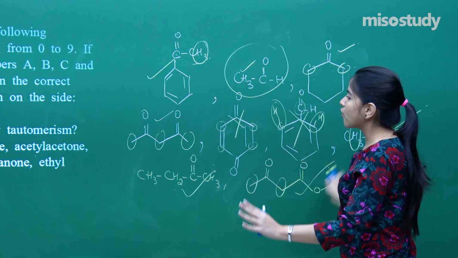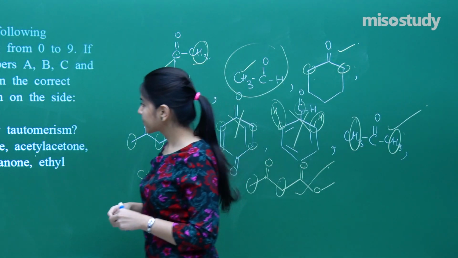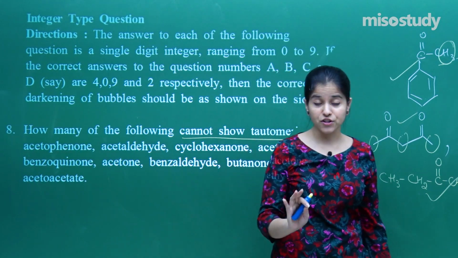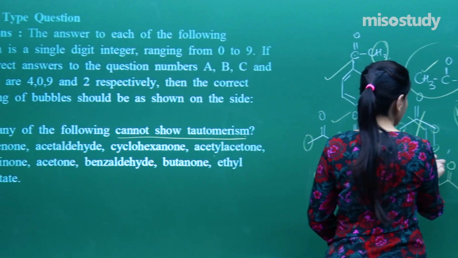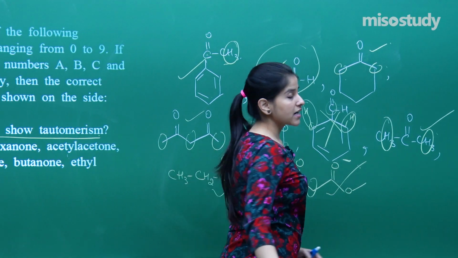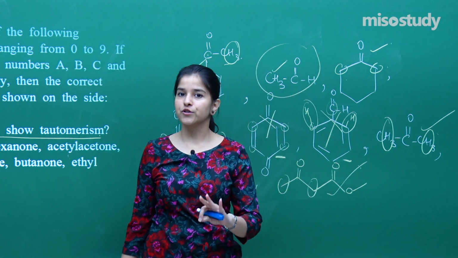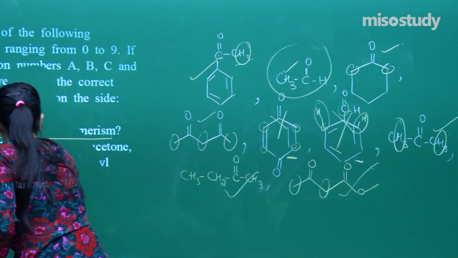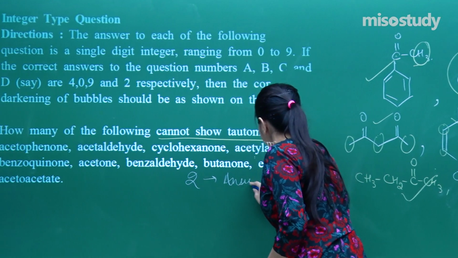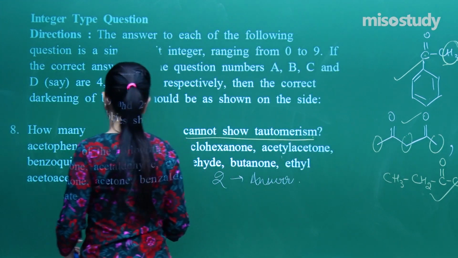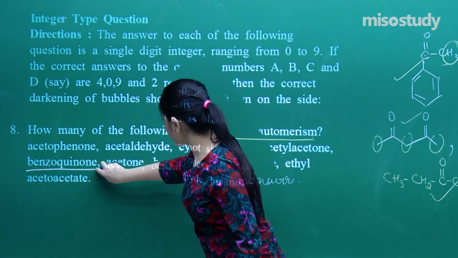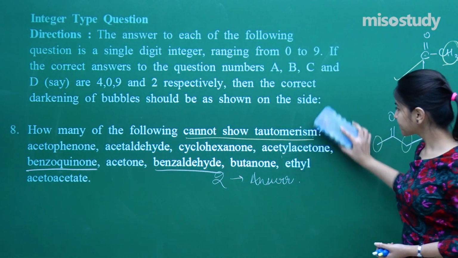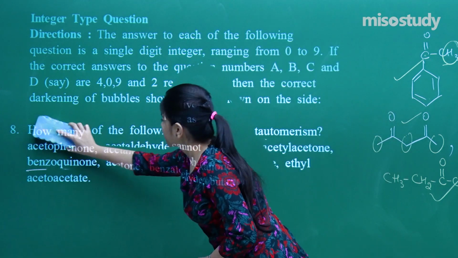So that means out of all, the question was how many of the following cannot show tautomerism. So I just need the integer for that. I have got benzoquinone and benzaldehyde as the compounds not showing tautomerism. That means the answer here is 2. So 2 is the answer here, which is benzoquinone and benzaldehyde. So I hope everybody has got the answer here. Let's take up the next question.